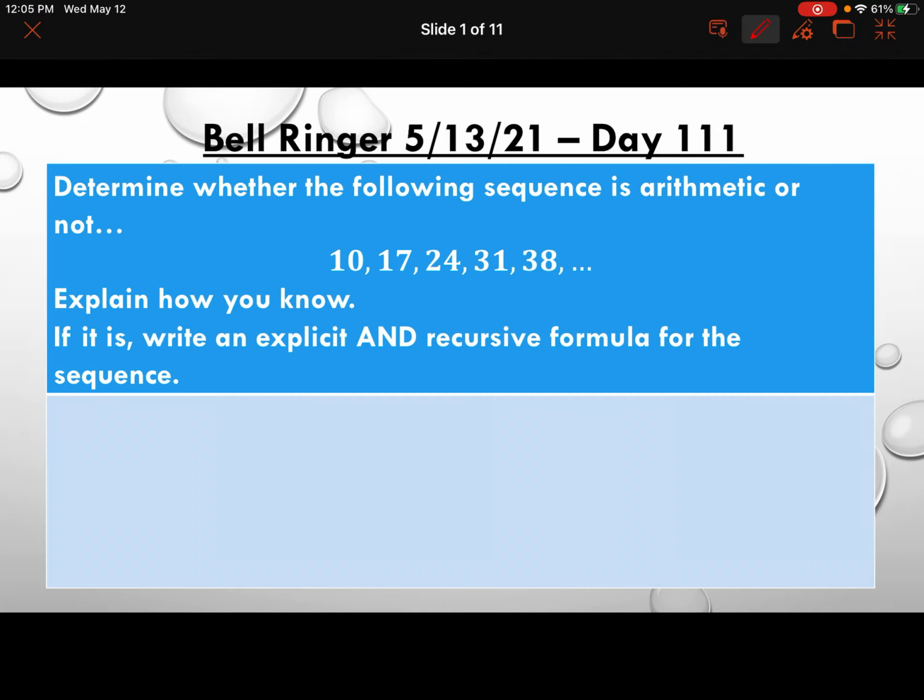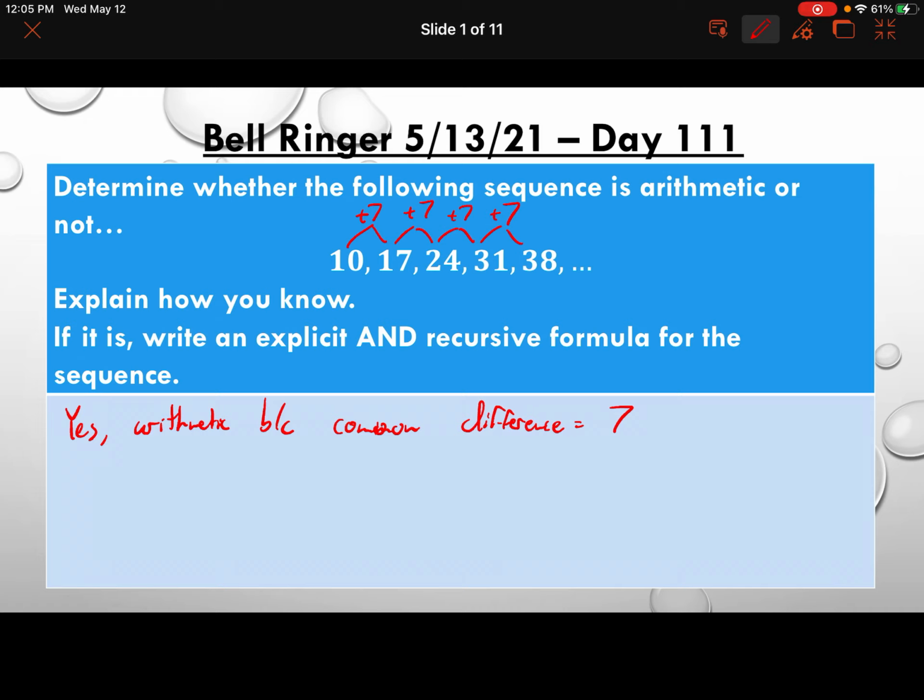You'll see that this sequence is indeed arithmetic because the difference between each consecutive term is plus 7. We just add 7 between each consecutive term. So that means it is arithmetic. Yes, arithmetic, because the common difference equals 7. So it is arithmetic.